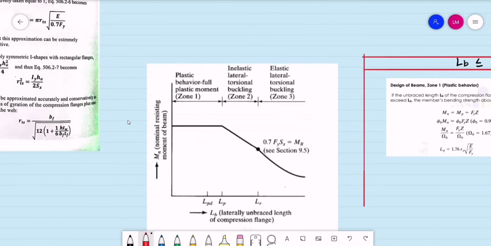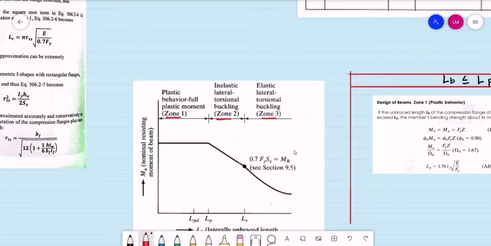We have here zone 1, that is plastic behavior or full plastic moment. Then we have zone 2, inelastic lateral torsional buckling. Then with elastic lateral torsional buckling, that will be zone 3. Then what are the useful equations for these 3 zones?